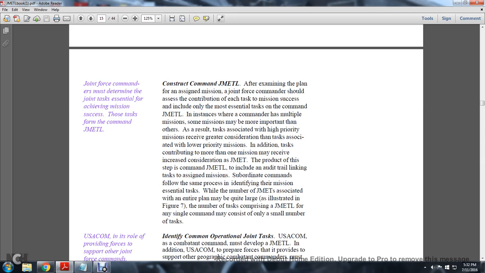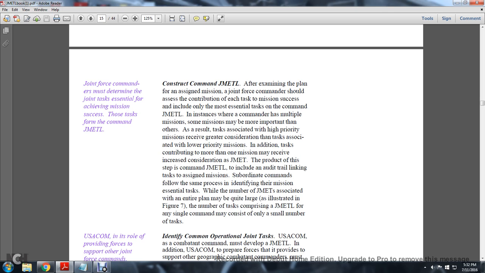Joint force commanders must determine the joint tasks essential for achieving mission success. The tasks form the command's Joint Mission Essential Task List. The construction of the Joint Mission Essential Task List begins by examining the plan for the assigned mission. A joint force commander should assess the contribution of each task to the mission's success, including each mission essential task on the command's mission essential task list.